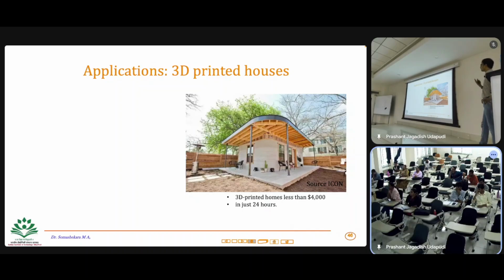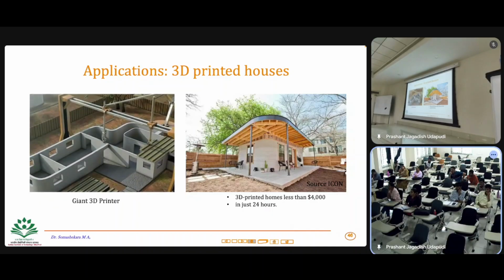A lot of research is happening in this area where people are printing houses, and you can also see some of the bridges. Especially when you have the gantry kind of structure, you can print a lot of this. Of course, you need a large gantry or large motion so that you can print different structures. So these are some of the examples.